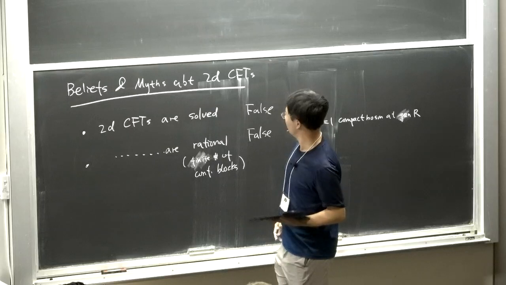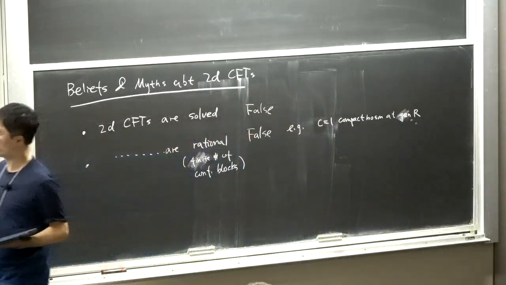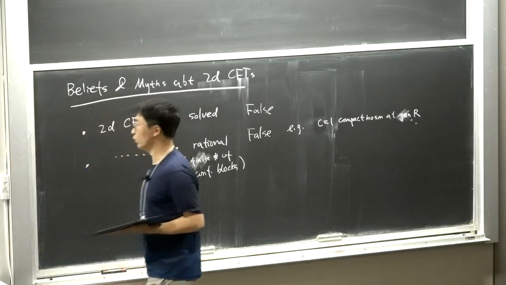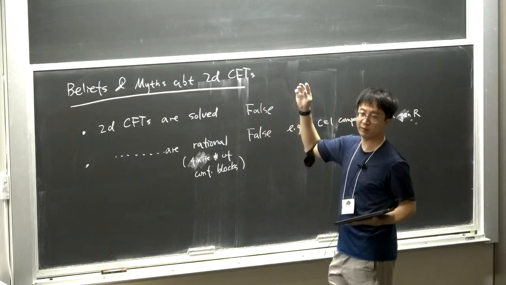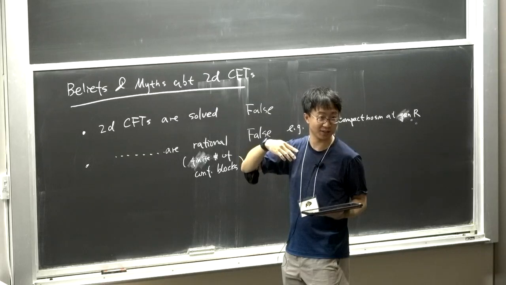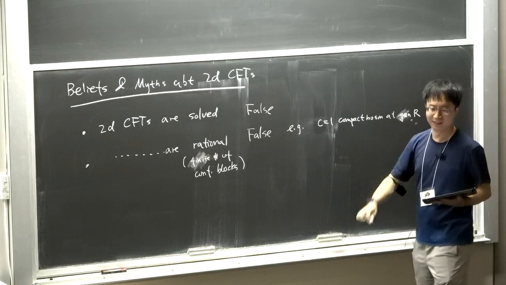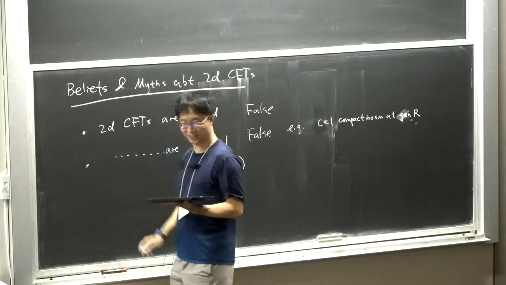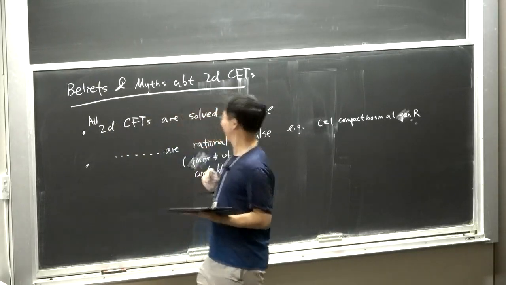In particular, for general radius R, the symmetry of the theory is just Virasoro squared. Well, there's an additional U(1), but even if you include the additional symmetries, you see that there are an infinite number of conformal families that are labeled by the momentum and the winding numbers, precisely. Just to be clear, some 2D CFTs are rational.